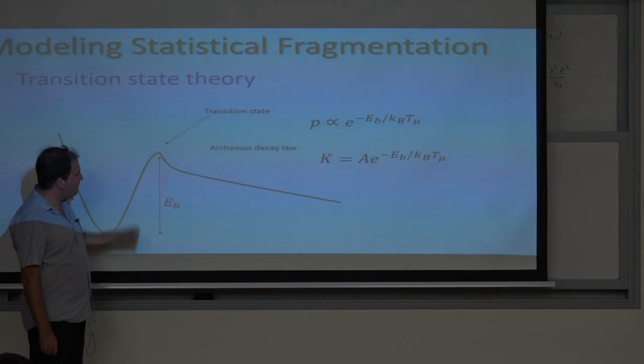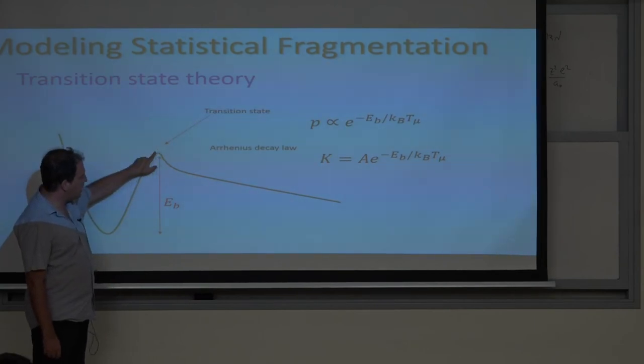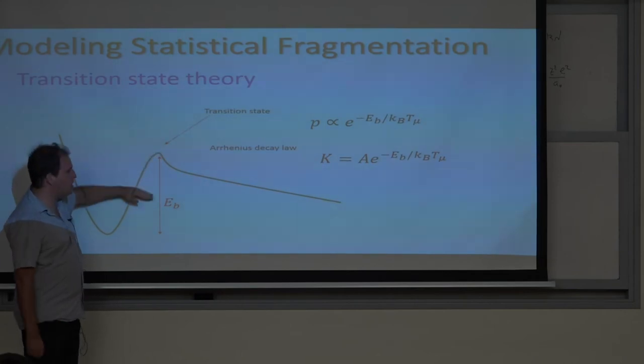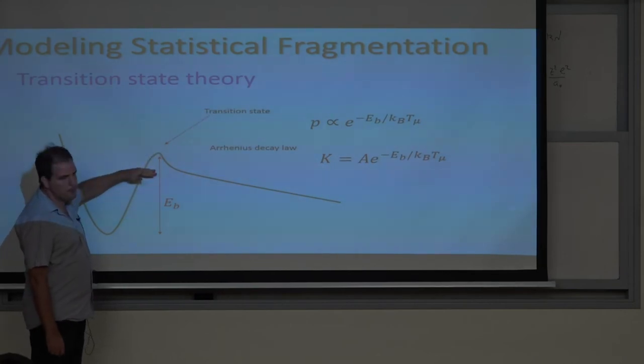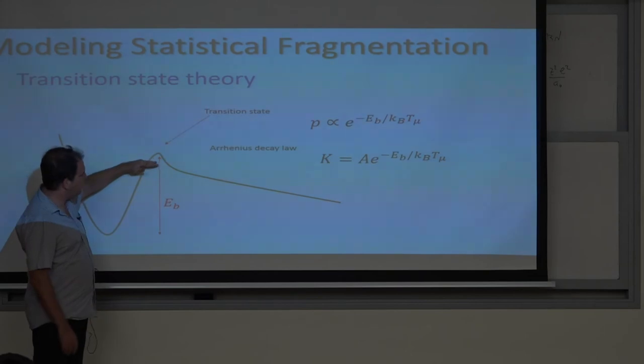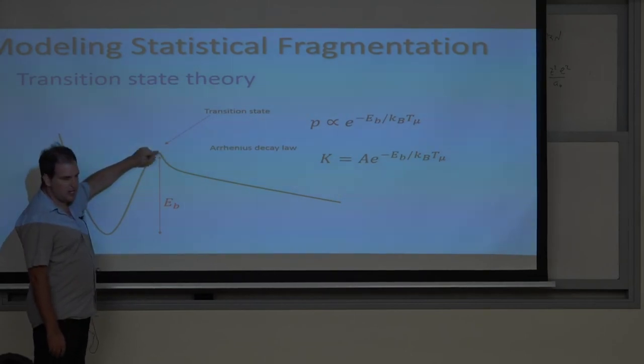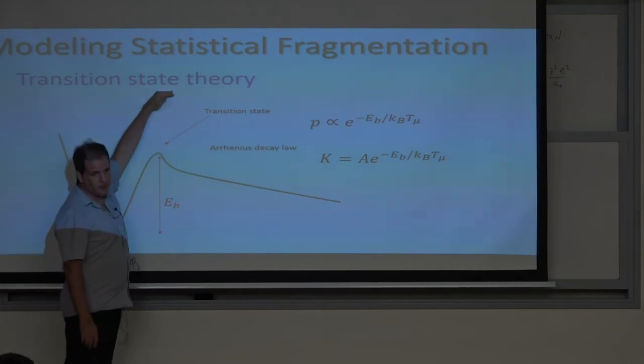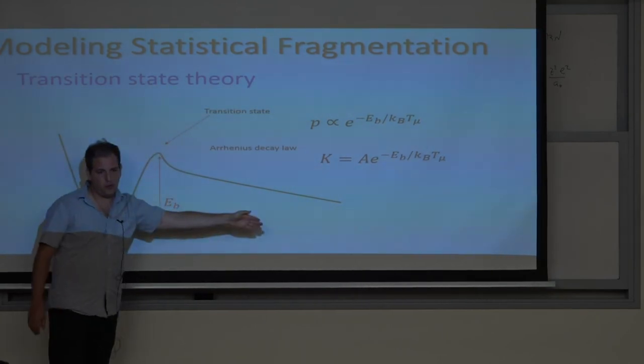Okay? If the temperature is below the barrier, you won't fragment. But if it's slightly above, then your probability to be here is very, very low, and therefore it will take you a very, very long time to fragment. And if you're way above, then you'll fragment very quickly.